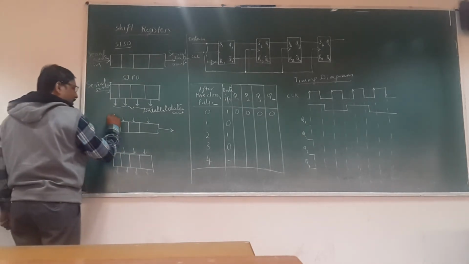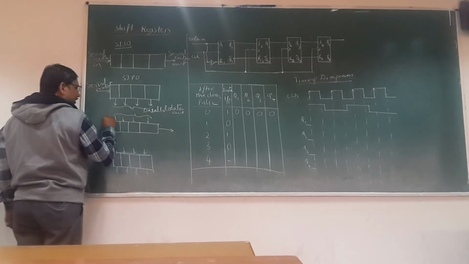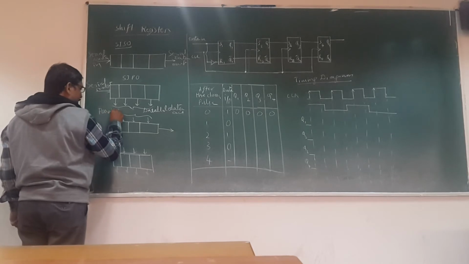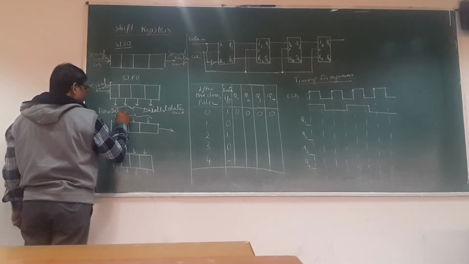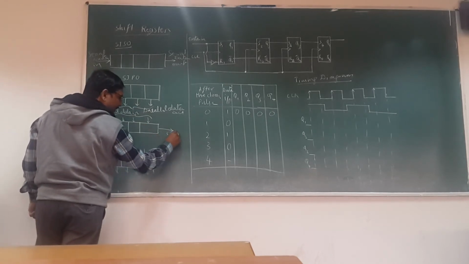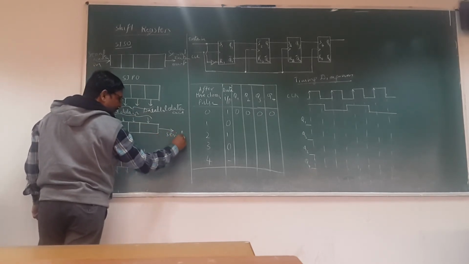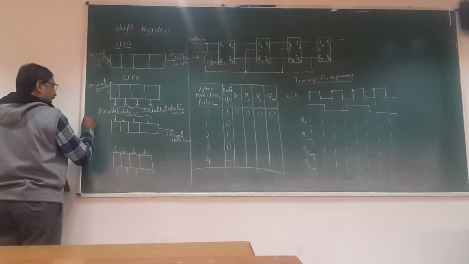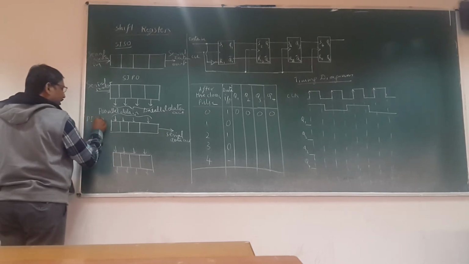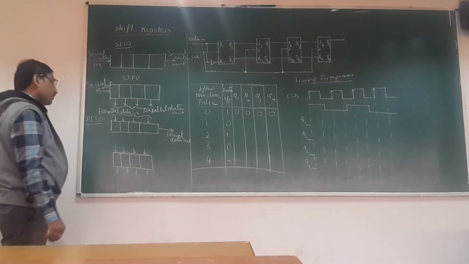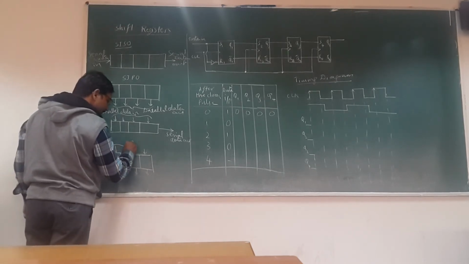Can you guess now? What is this now? Parallel data in. This is serial data out. So in short, what we call as parallel in, serial out, PISO. Parallel in, serial out. What about this last?